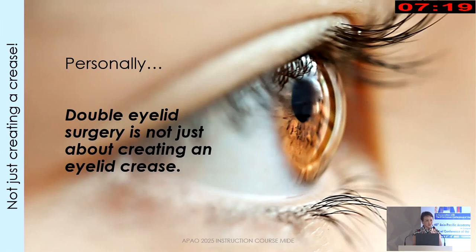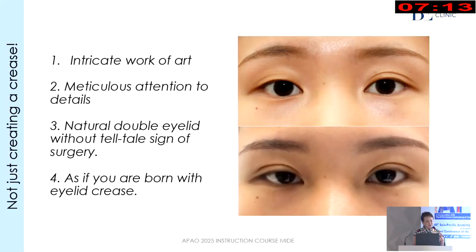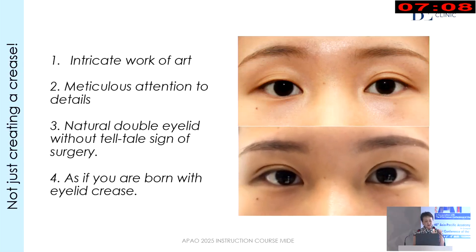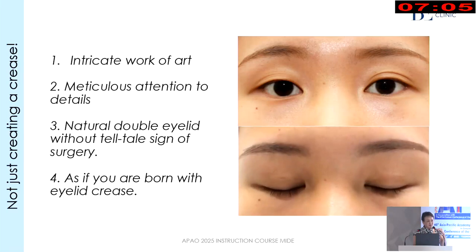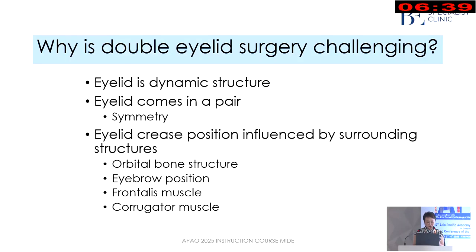Personally, double eyelid surgery to me is not just creating a crease. It is an intricate work of art. You have to be very meticulous with attention to detail, and we want to create a natural double eyelid without the telltale sign of surgery, as if the patients were born with a double eyelid. East Asian blepharoplasty, to me, is a deceptively simple procedure. Everybody thinks it's simple, but it's actually not. The principle is to surgically create an attachment between the skin, directly or indirectly, to the levator aponeurosis or to the tarsus. But ultimately, we want the crease to mimic a natural crease.